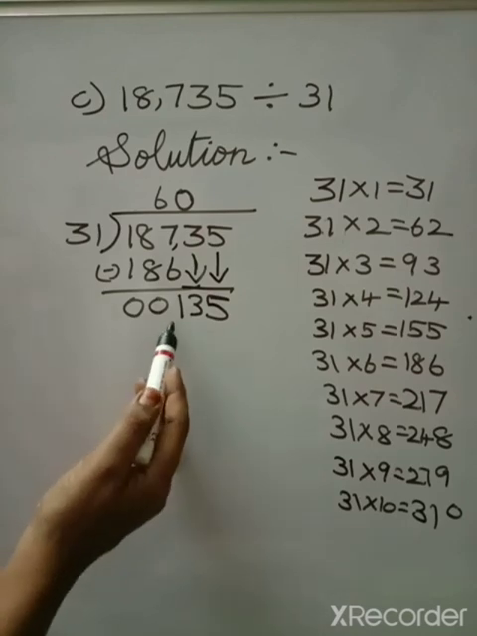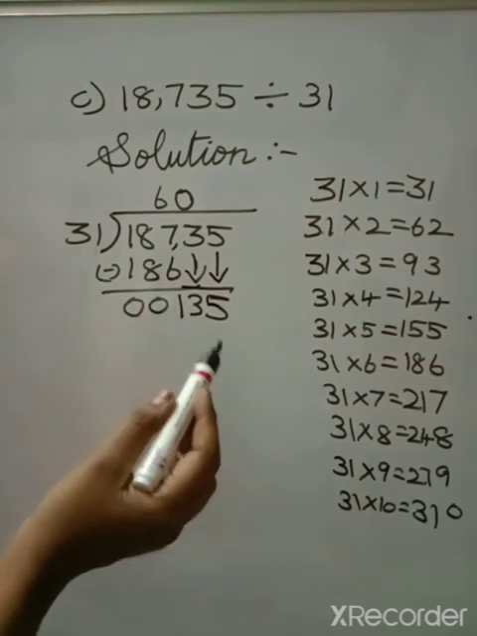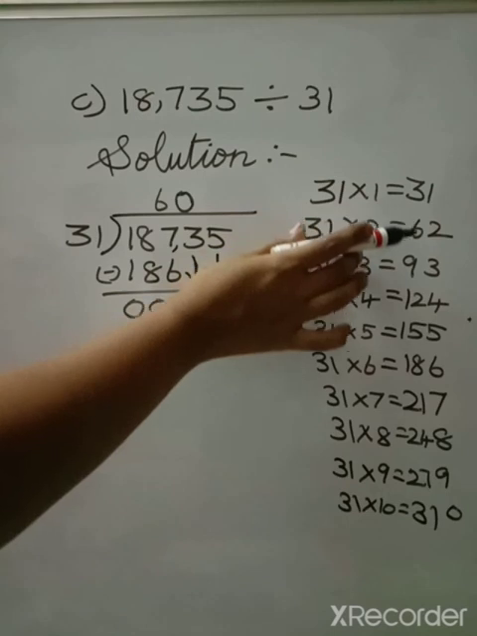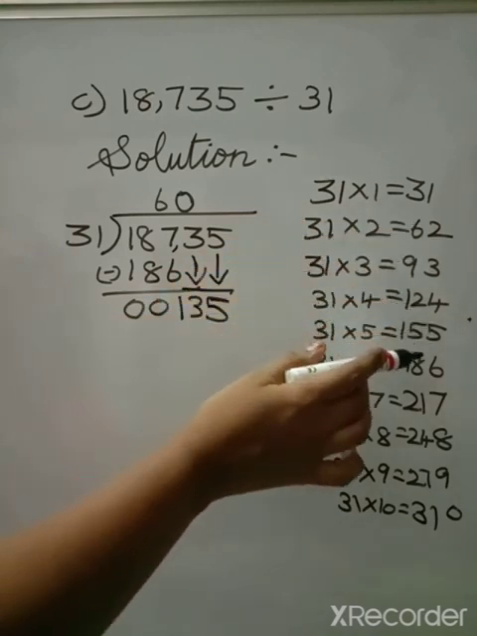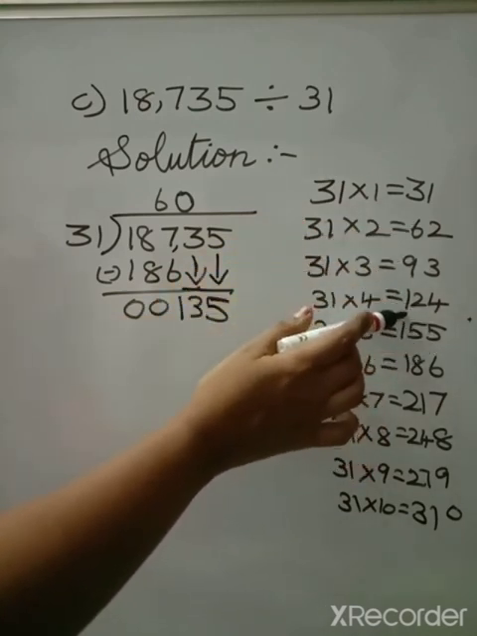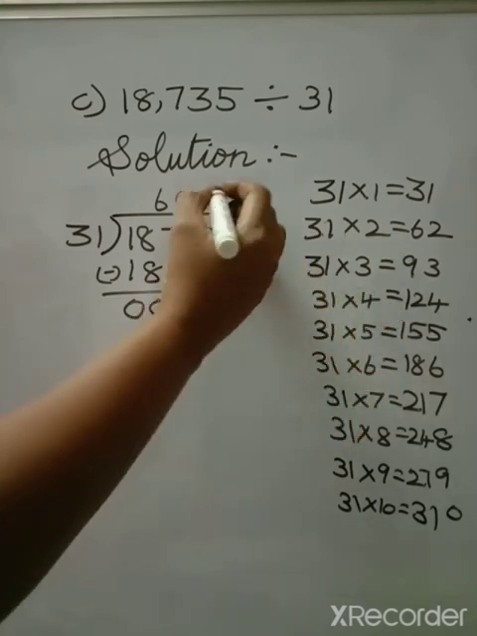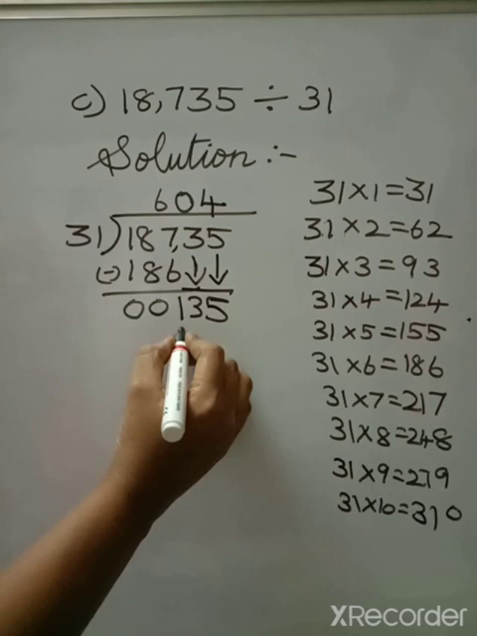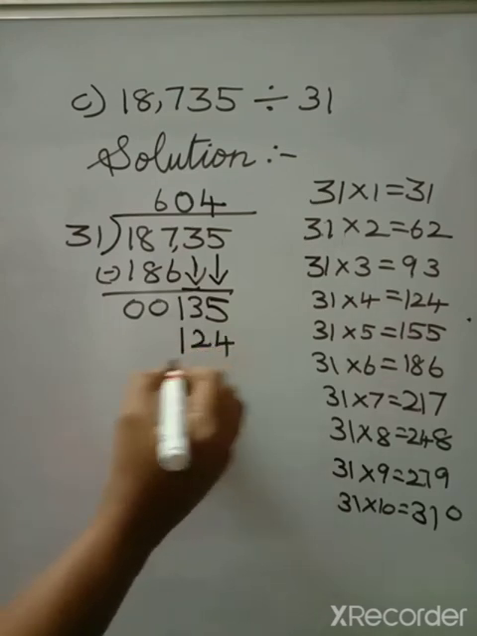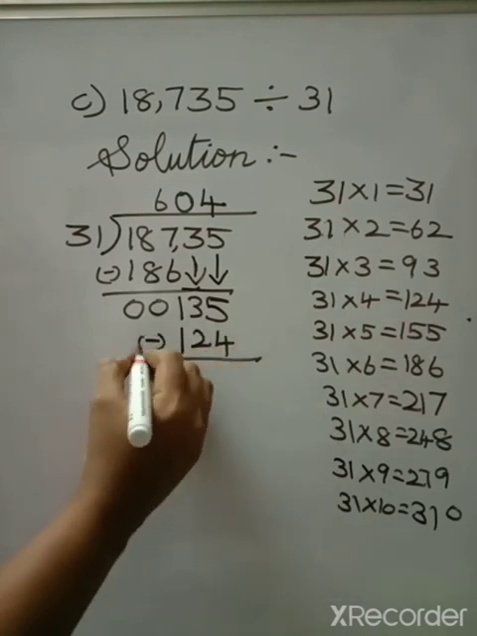Okay, now what is the number here? 135. It is the bigger number. Now see 135. The nearest smaller number is 124. How many times does it come? 4 times. So 4 times it is 124.